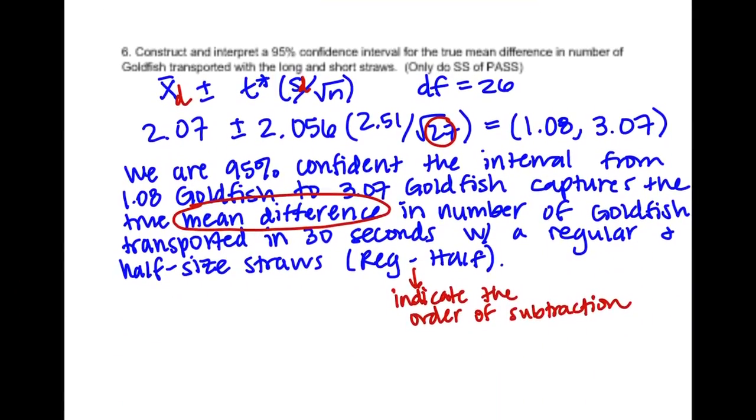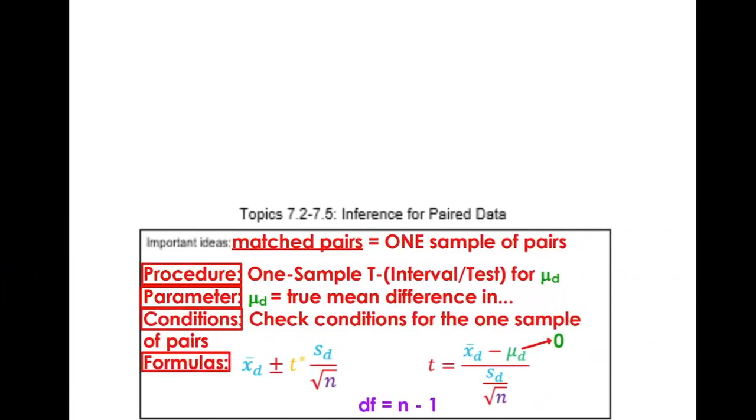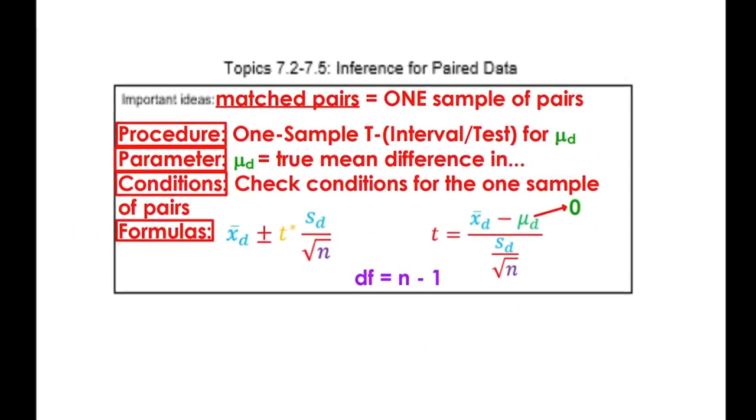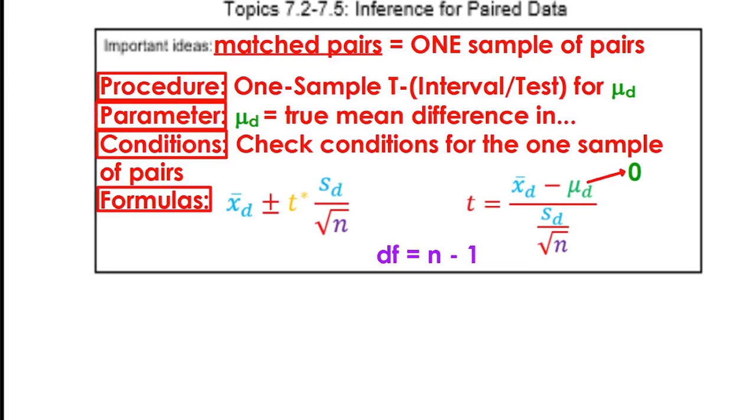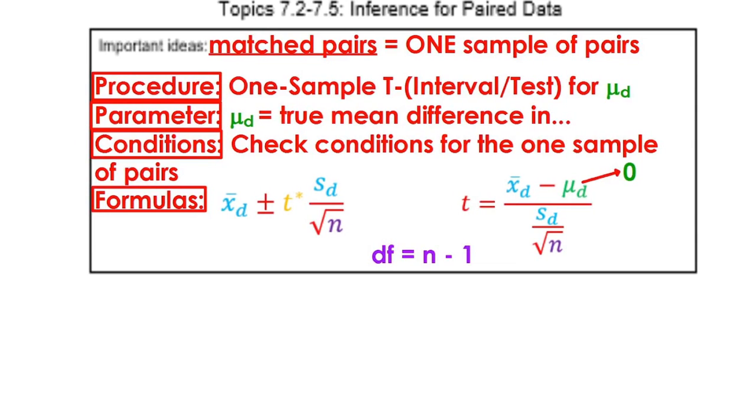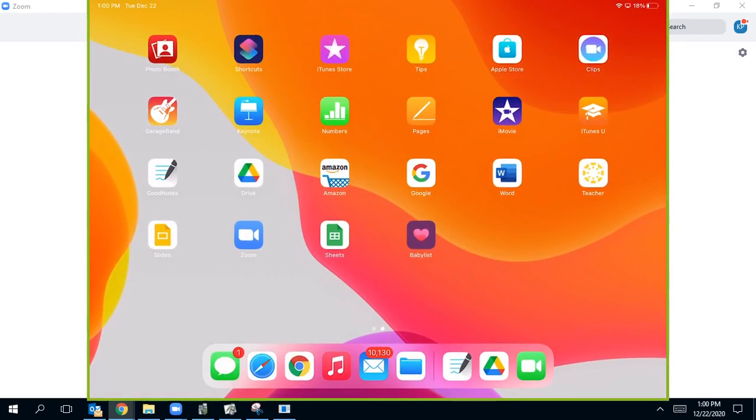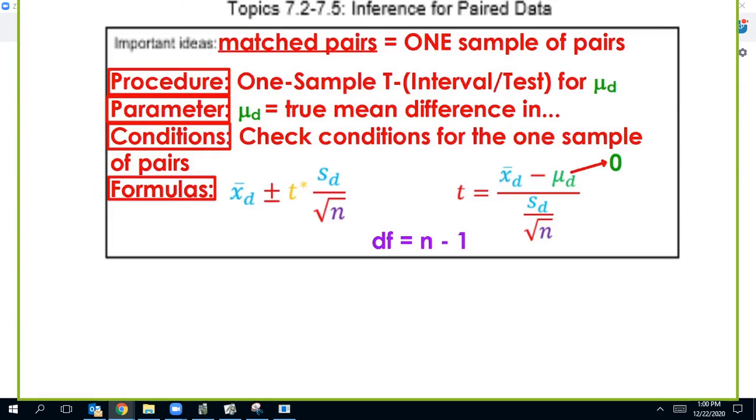So go ahead and write this down. Matched pairs is one sample of pairs. So you can tell when it's a matched pairs experiment, that's when you do a paired t-test. Remember our procedure, we can replace one sample with paired if we want to. You don't have to.